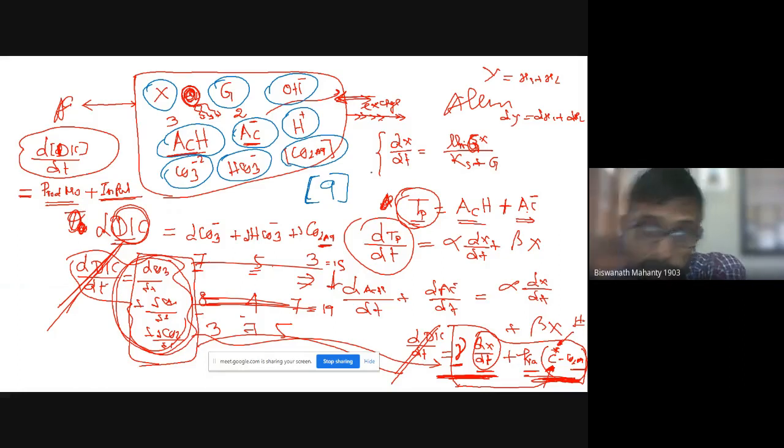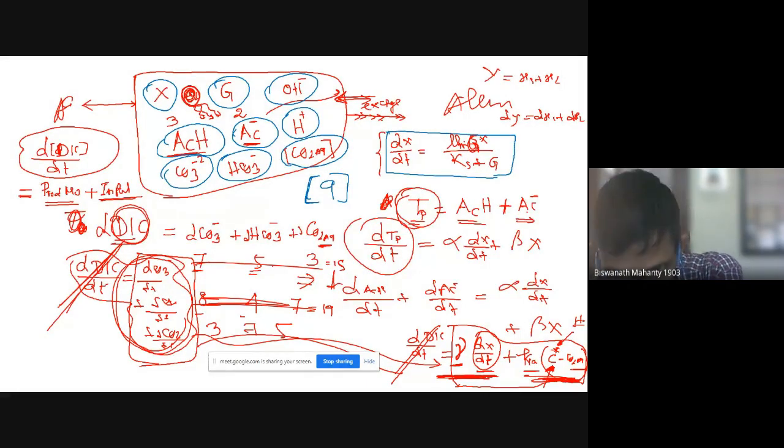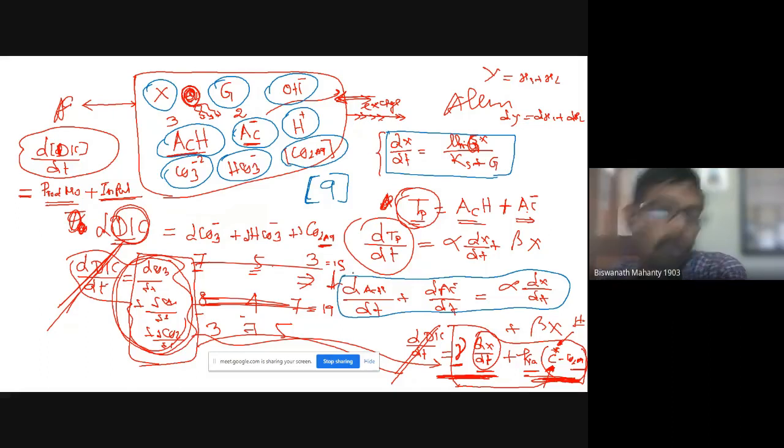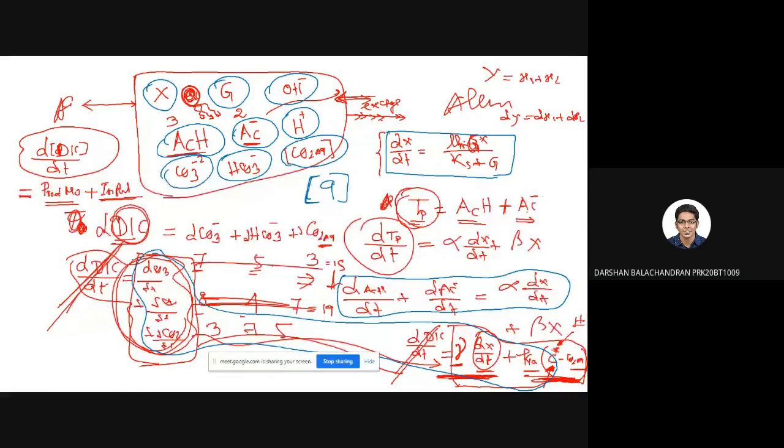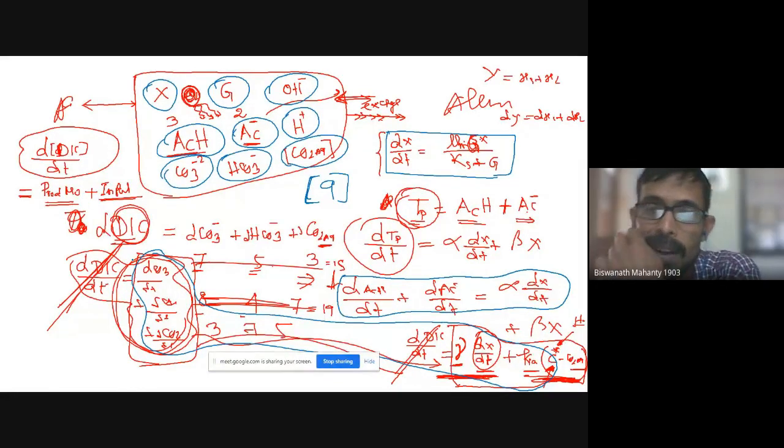Till now, how many have I written? This is one equation I have happily written, dx dt. 1. Then you see d-acetate dt plus d-acetic acid dt equal to alpha dx dt. That is the acetate production. 2 I completed. Yes or no? Then another equation I completed here. 3 actually. Actually, till now I have only completed 3. So there is a long way to go, I believe.